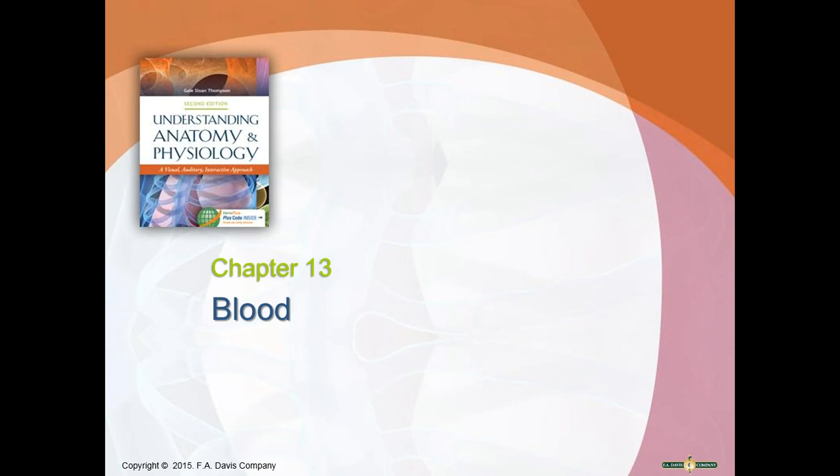Today I'm going to be going over chapter 13, which is blood, and that is the beginning of Unit 6, the cardiovascular system. And so I'm going to bring your attention to the objectives.